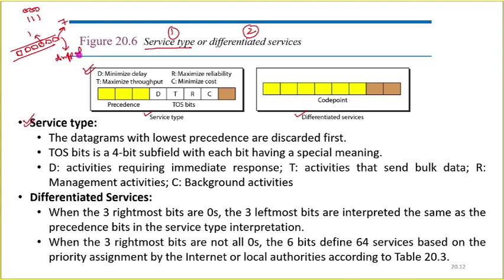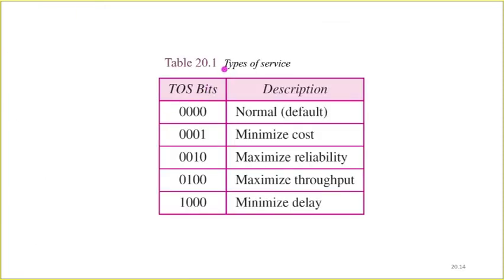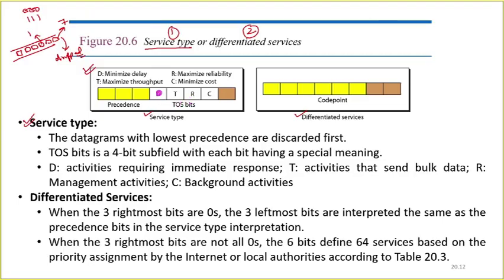This is the basic idea of the precedence. Next is called TOS bits. TOS basically stands for types of services. Types of services means what type of services the particular packet is going to be serving. That will be given by the header. This portion of the header will be indicating what type of services this packet is going to be performing. Here D stands for minimum delay, and T stands for maximum throughput.